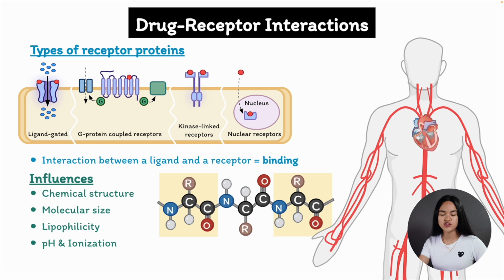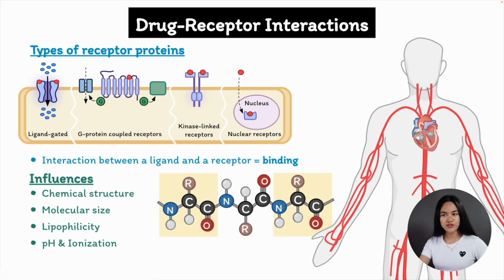And then pH and ionization. So the ionization state of a drug is influenced by the pH of its environment. Ionized drugs have different binding properties than their non-ionized counterparts, so they may interact with receptors differently based on their charge. All right? Now, when we talk about drugs, we often need them to interact with specific targets in the body to produce their effects.